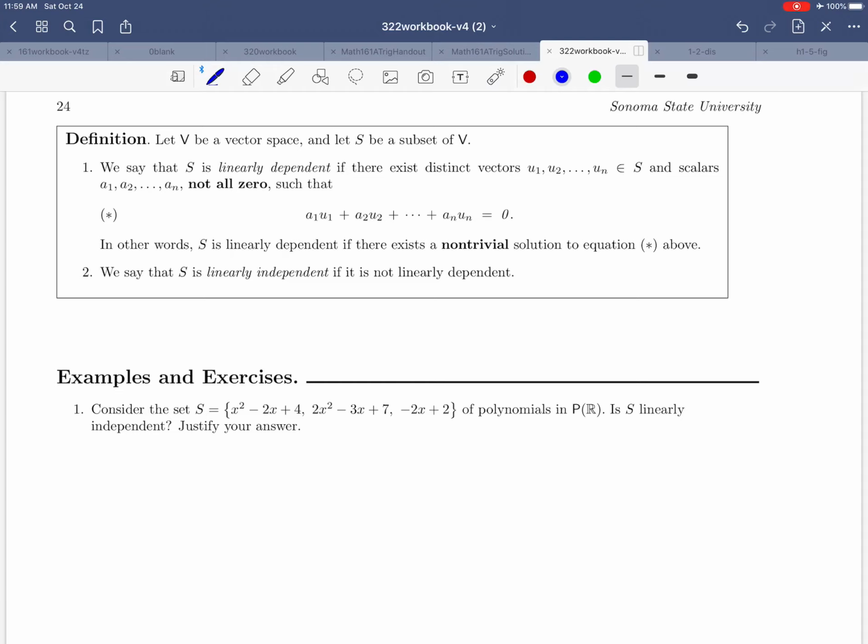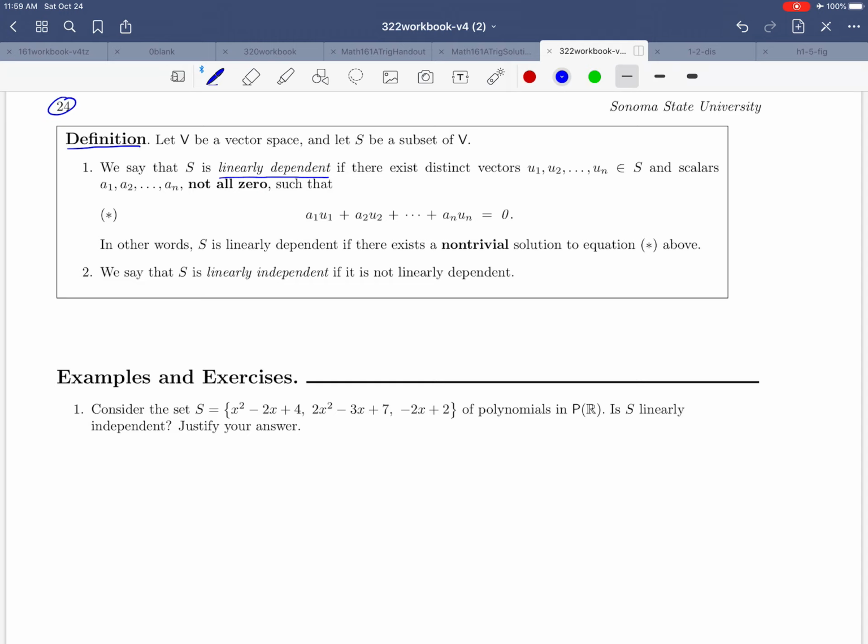Hello everybody and welcome to the beginning of page 24, and we are about to make kind of the main definition in our section here. Okay, so let's read the first part of this together. Let V be a vector space and let S be a subset of V. Okay, and we'd like to define what we mean by S being a linearly dependent set.